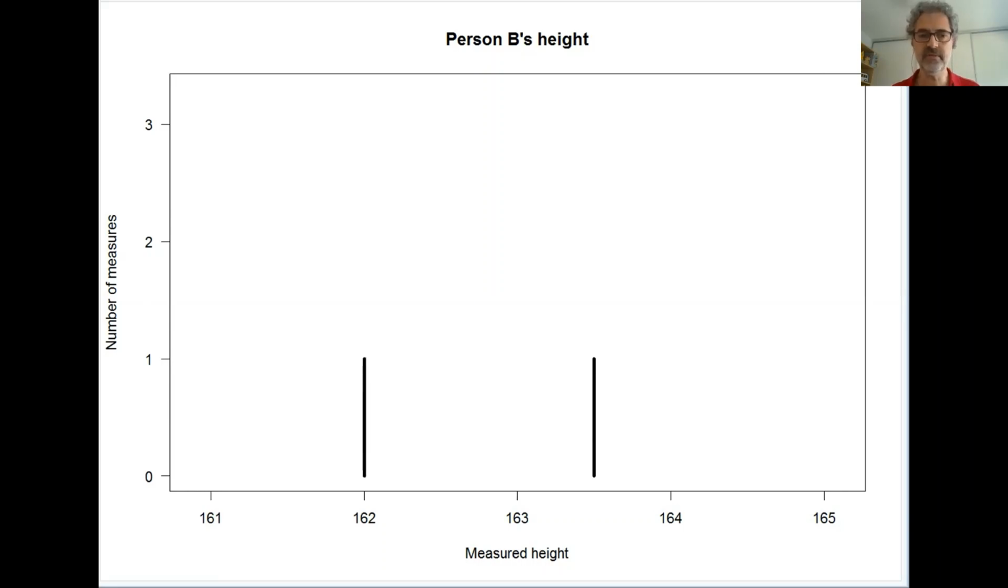After the second person, we have one occurrence of the value 162 in addition to the first one. And then 3 more people measured the height. And so we have finally 2 measures at 162. That's why this line goes all the way up to 2. So this shows us the distribution of the actual values reported as measured height for this person. And the question is, how can we derive an answer from these?